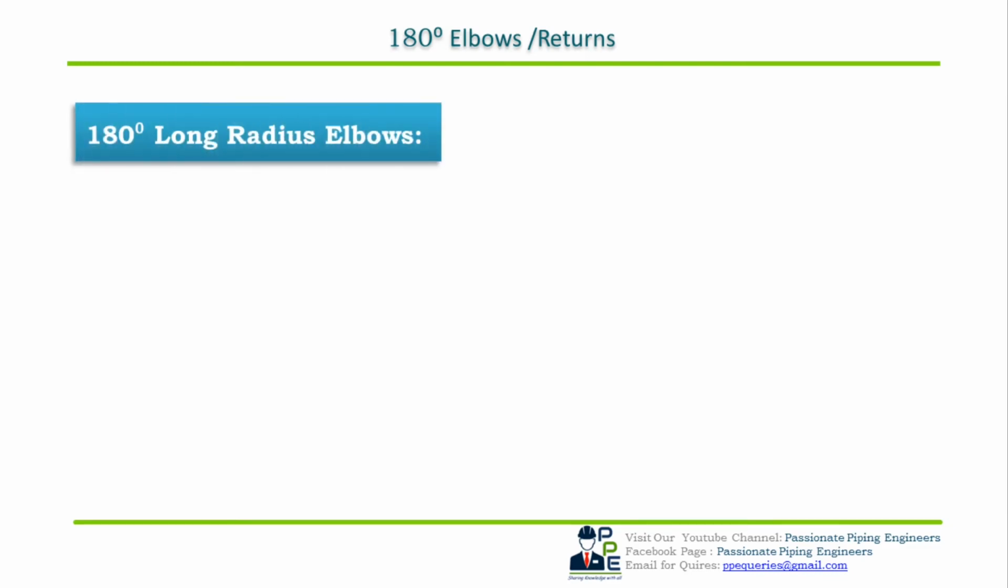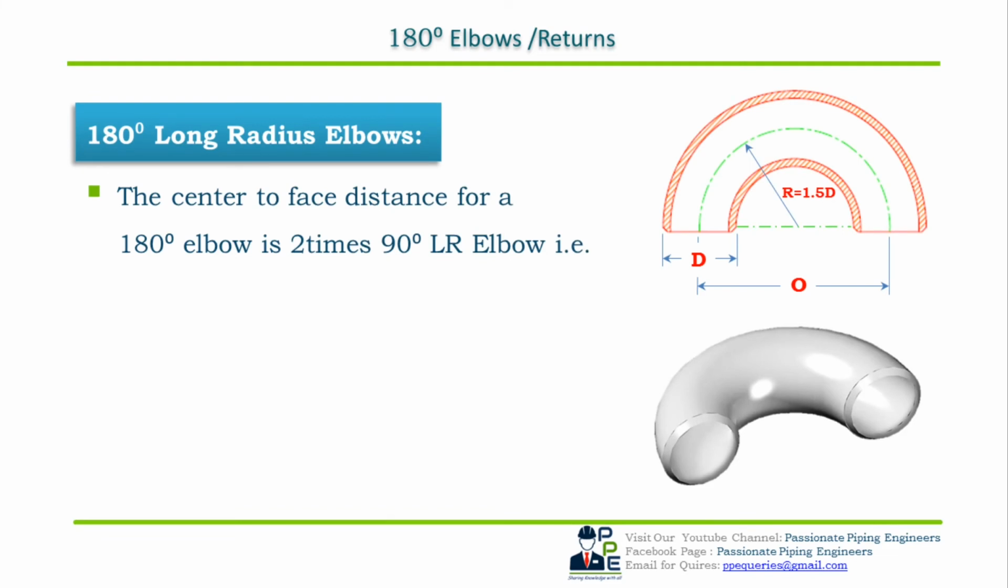180 degree long radius elbow. The center to face distance of a 180 degree long radius elbow is twice the 90 degree long radius elbow. That is, 180 degree long radius elbow is equal to 2 into 90 degree long radius elbow.